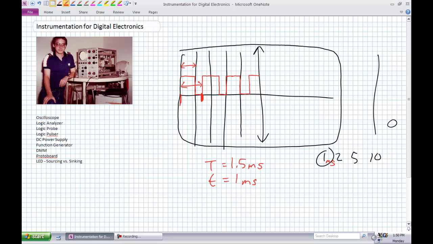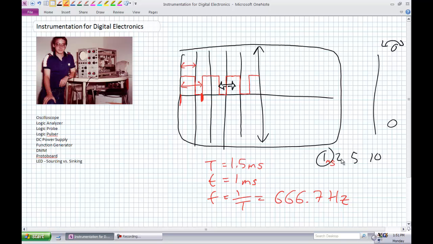1 millisecond. And additionally, I can adjust those waves left and right. So if it's not on a division, I can move that waveform back and forth to get easier measurement. And for the sake of completeness, what is the frequency? Frequency is 1 over T, 666.7 hertz. That's your timing diagram. Your oscilloscope is making your timing diagram.